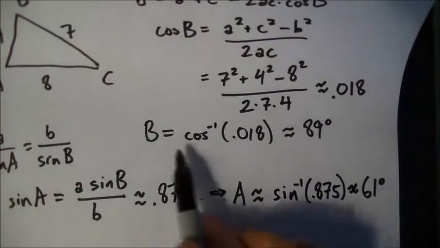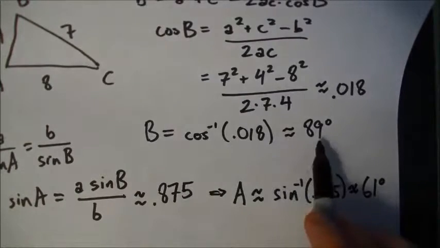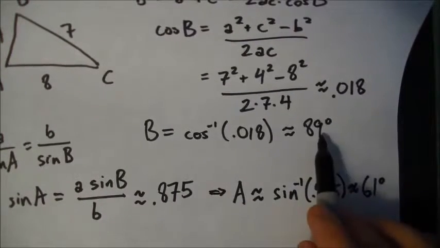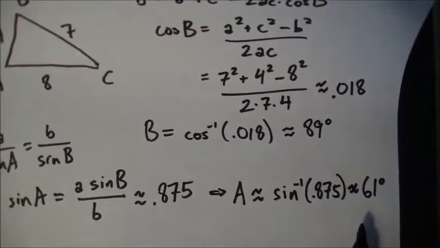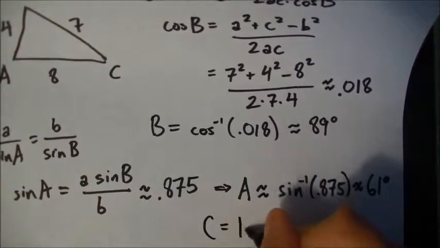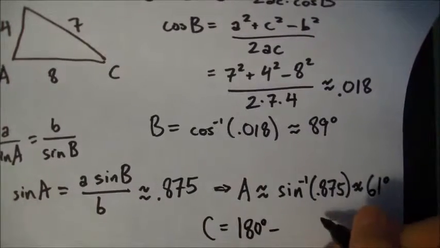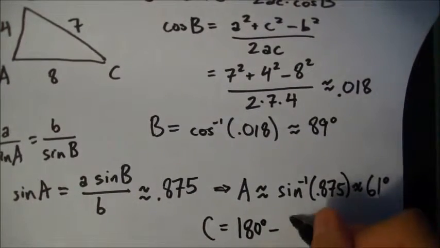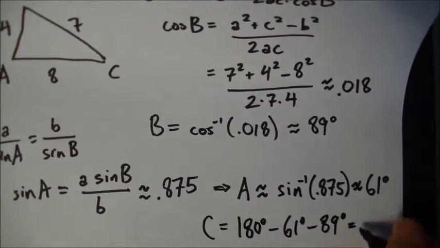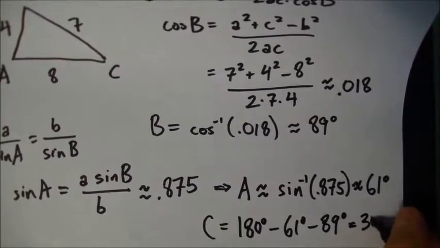And again, we avoided that by picking B initially to be the biggest angle. We know there can't be another angle that's obtuse if B is the biggest angle. Okay, so we found A, and then finally C is just going to be 180 degrees minus B minus A. So minus 61 degrees minus 89 degrees. And that comes out to be 30 degrees.